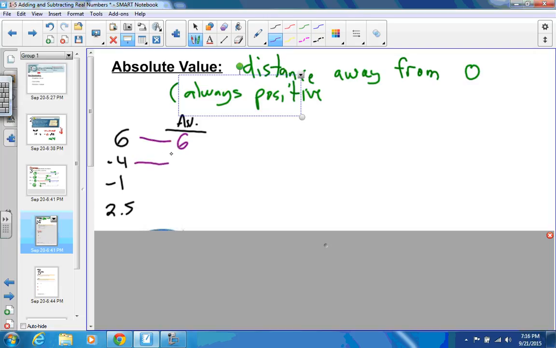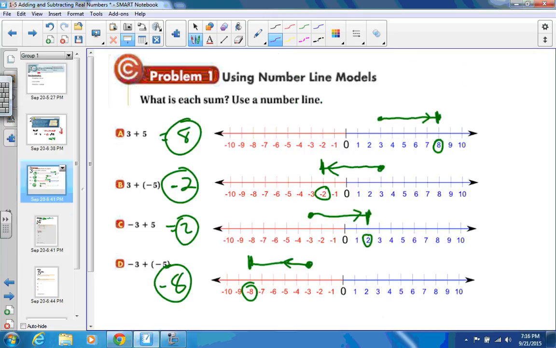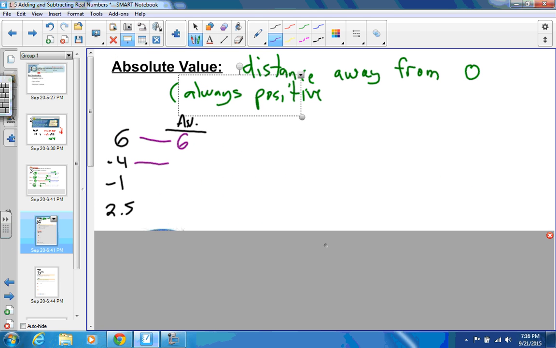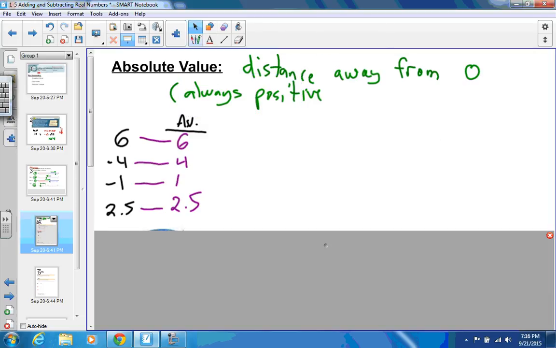Absolute value of negative 4, how far away from 0 is that? It's not negative 4 away from 0 because it's just a distance, so it's 1, 2, 3, 4 away from 0. So that was a 4. How far is negative 1 from 0? The absolute value, that would be 1 away from 0. 2.5 is 2.5. Now, you'll notice it's always just a positive value of whatever number you're dealing with. So absolute value is always going to be positive. And we can use absolute value here to help you add or subtract. So I'll show you how to do that.